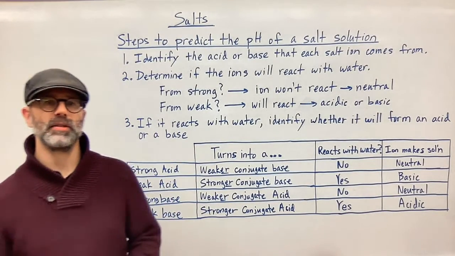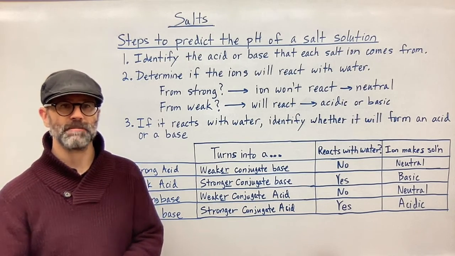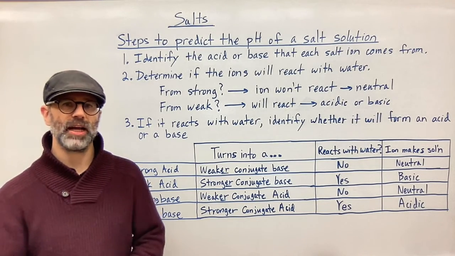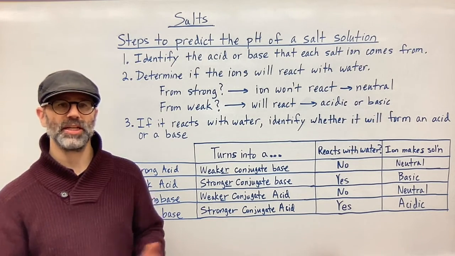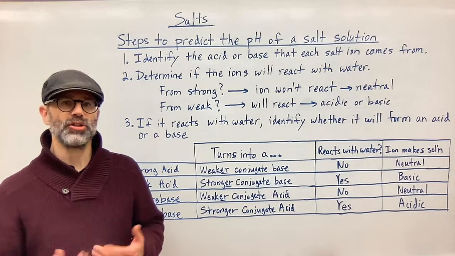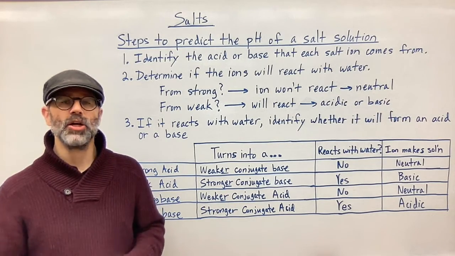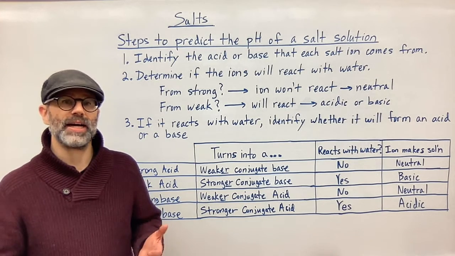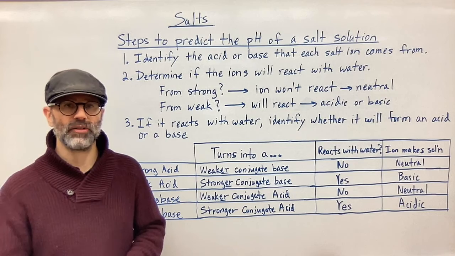Okay, let's talk about the steps on how to predict the pH of a salt solution. The first step is to identify the acid or base that each salt ion comes from. Your salt is going to be made up of two ions, a positive ion and a negative ion. So you have to look at where those ions would come from. What kind of acid, what kind of base would those ions come from?